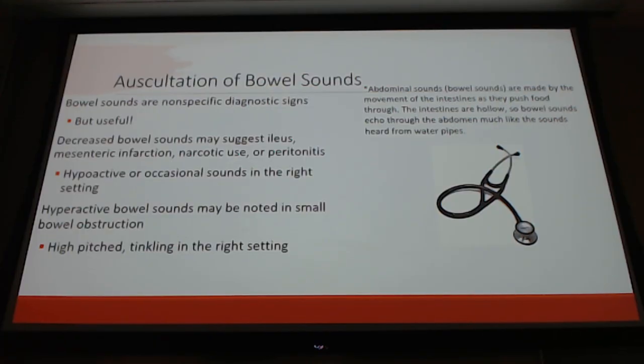So narcotic use, peritonitis. So working hyperactive. So high pitched tinkling, usually small bowel obstruction. But please auscultate the abdomen. Very non-specific, but you want to check that.